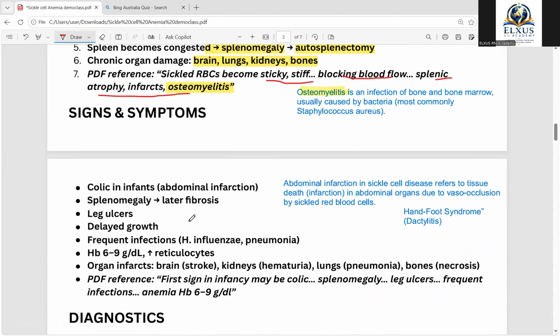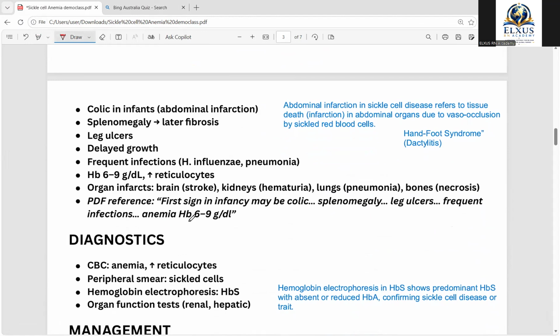Okay, next we can see the signs and symptoms related to sickle cell anemia. Mostly it affects infants, mostly colic in infants, that means abdominal infarction. The blood flow is getting interrupted. It can lead to what? Death of the tissue in the abdominal organs. Abdominal organ tissue infarction can occur. Why? Because of the occlusion of the blood flow through the blood vessel. Mainly the sickled RBC will obstruct the blood flow. That is the core reason for the other conditions.